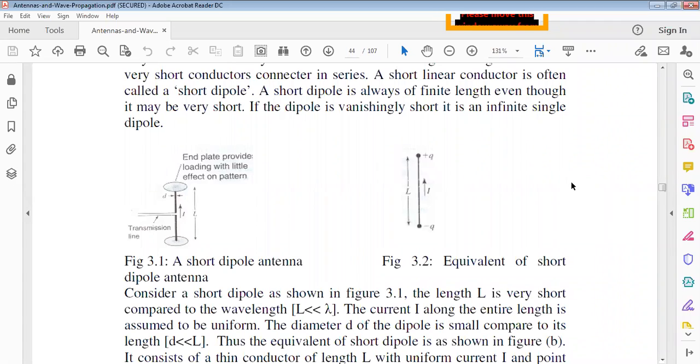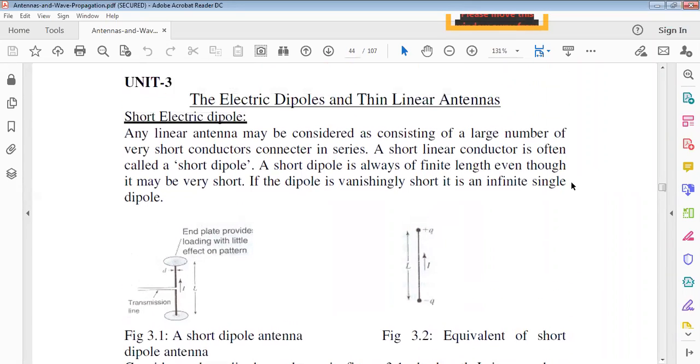L less than lambda by 2 is the short dipole. L equal to lambda by 2 is called the half wave dipole. L greater than lambda by 2 is a long dipole. For a monopole, when the length is less than lambda by 4, it is a very short monopole. If it is equal to lambda by 4, that is called the quarter wave monopole.